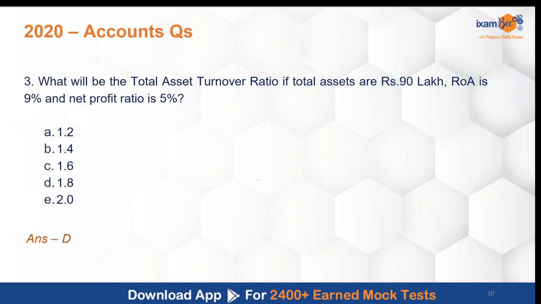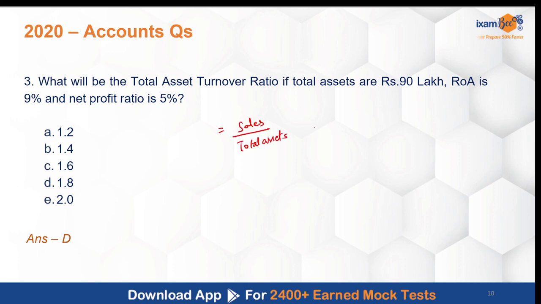Next question, what will be the total asset turnover ratio if total assets are rupees 90 lakh and ROA is 9% and your net profit ratio is 5%. Now we know total asset turnover ratio is actually equal to your sales or turnover divided by your total assets.